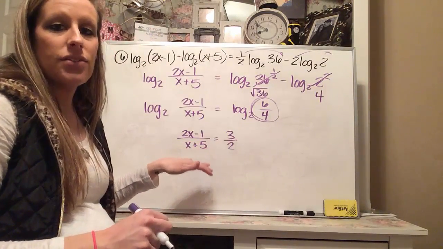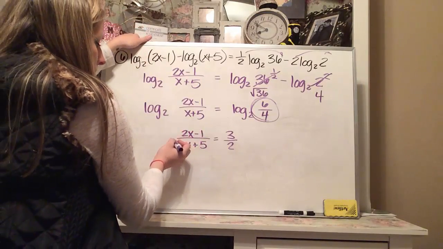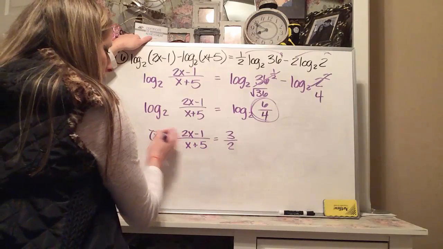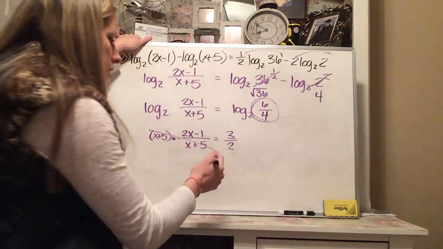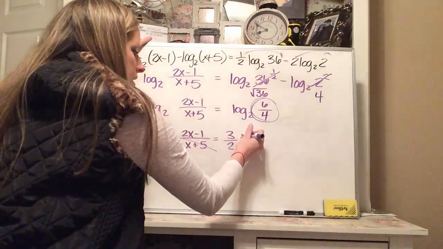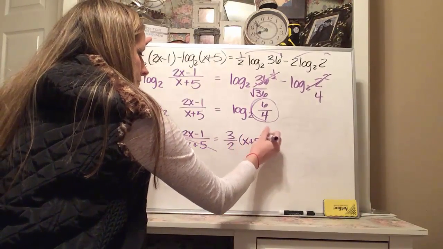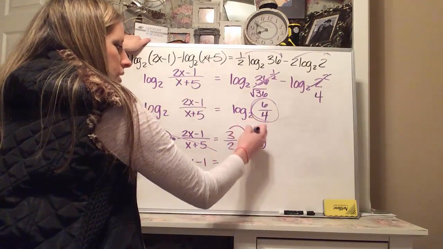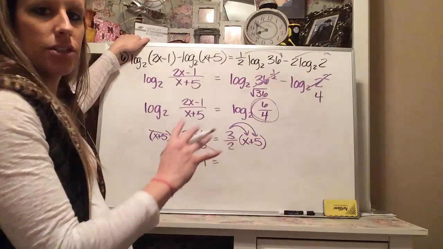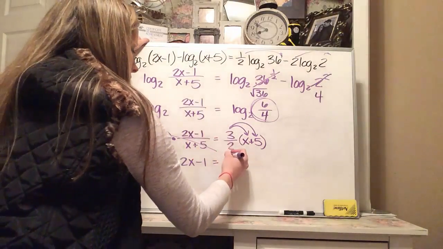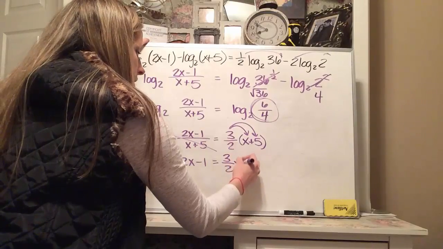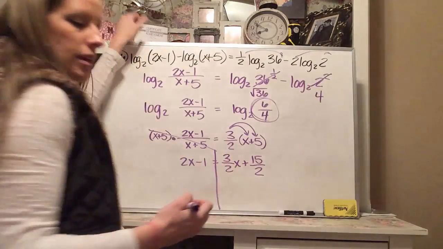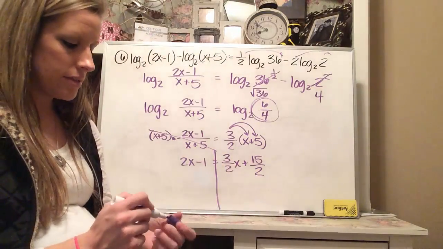Okay, so to get x out of the denominator, we can multiply by that binomial, x plus 5, and that'll cancel it out. But what you do to one side, you have to do to the other. Okay, so we have 2x minus 1, and we're going to distribute that 3/2 to each term in that binomial here. So 3/2 x plus 15/2. Okay, and then I'm going to solve for x.